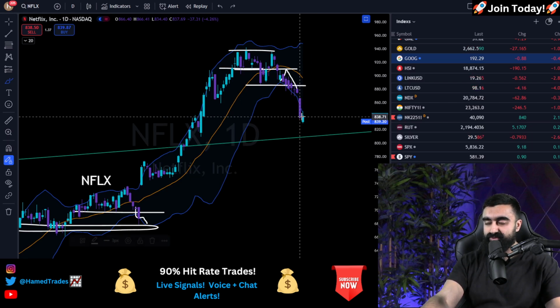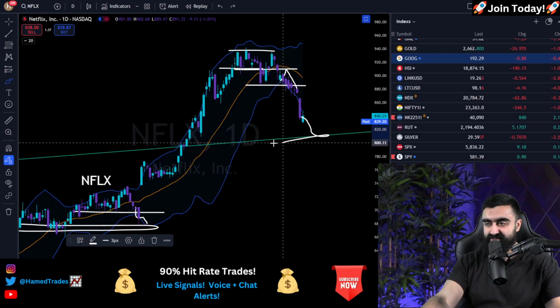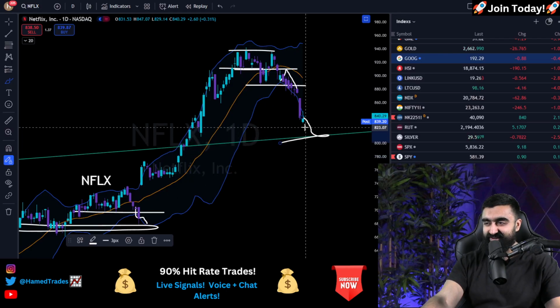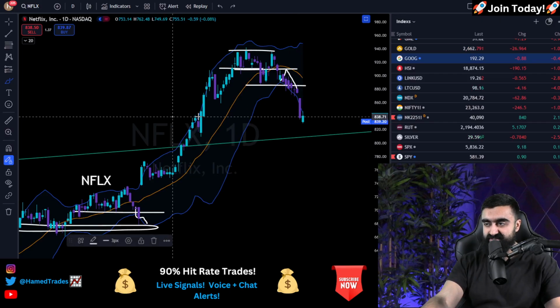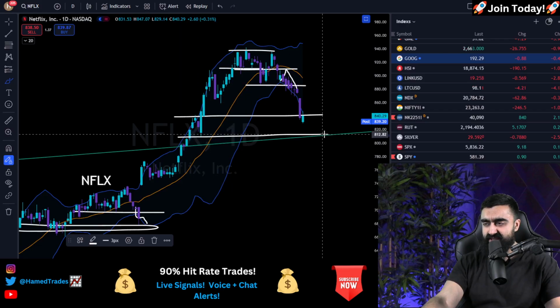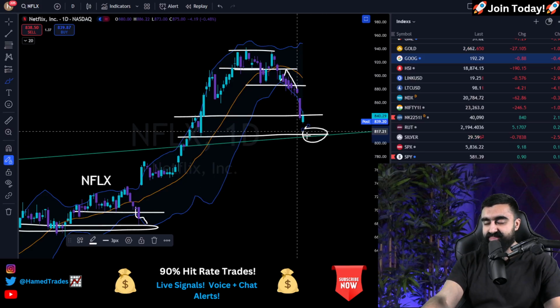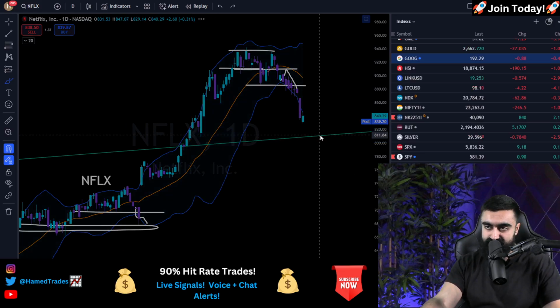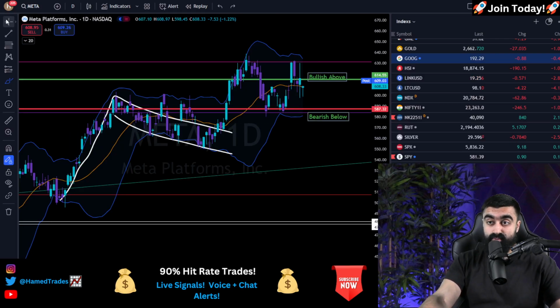I would rather it come back to this trend line, come back to more stable levels of support, because clearly this level of support is not really holding. If we can come back down to this 810 level, it would coincide very well with the highs and the lows here, and then also with this trend line. That would be a much safer opportunity. So, like I said, Netflix has more room to go to the downside as well.